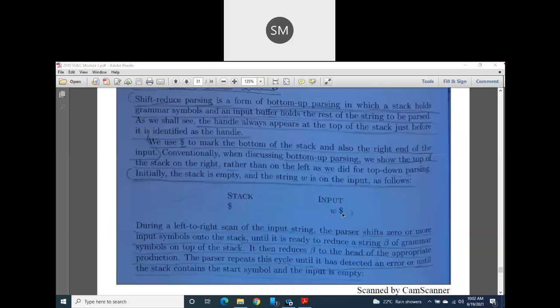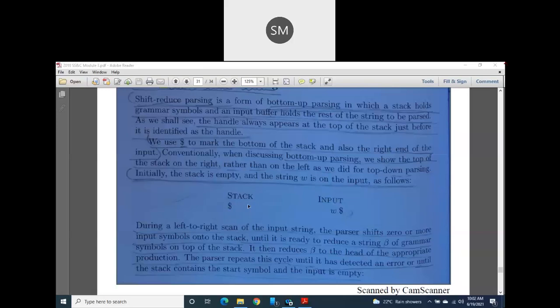Similarly, the same dollar symbol is used to indicate the bottom of your stack also. So in the stack column also, I have used this dollar, indicating the bottom of the stack. My input is a string w, and at the end of the input string I put a dollar to indicate the end of the input. Here I use dollar to indicate the bottom of the stack. Initially the stack is empty.